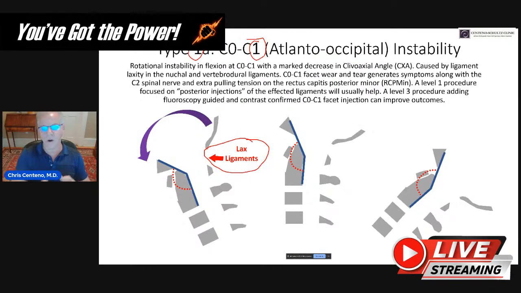Maybe you need a little more. Maybe you need to also get the posterior atlanto-occipital membrane, which is also back there. That takes some higher level stuff, but many patients getting a simple posterior injection will do well here. Now, some patients would also need to get that 0-1 facet treated. And you notice here I'm talking about level 1 procedure, level 3 procedure. We'll get into all of that. But obviously, if you need that facet joint treated, you're not going to get that in a simple prolotherapy injection. They're not capable of doing that very complex procedure in a simple prolo clinic.